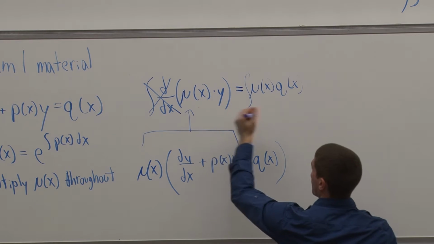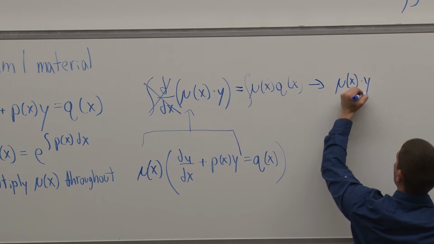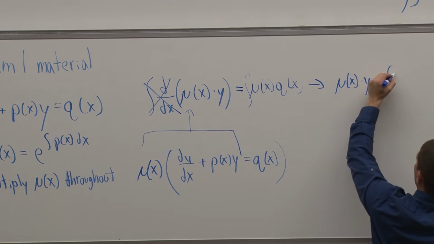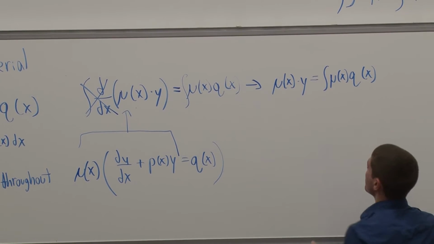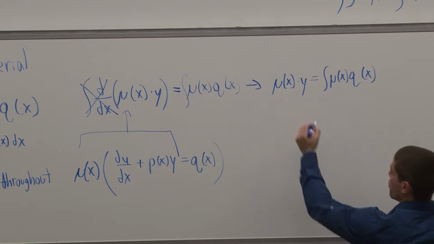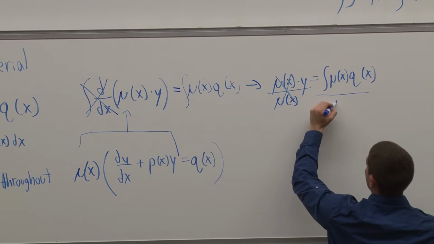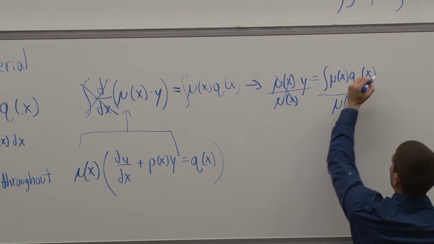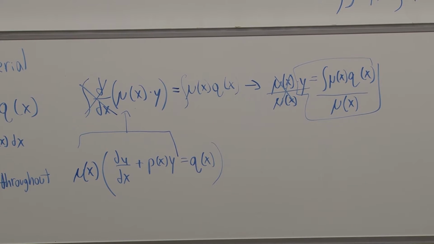And then once you have this, mu of x times y equals the integral of mu of x times q of x, you can simply divide mu of x on both sides. This is your answer. So you're going to have y equals all of that. So without even doing an example problem, we found what the answer is of any one of these linear equations.